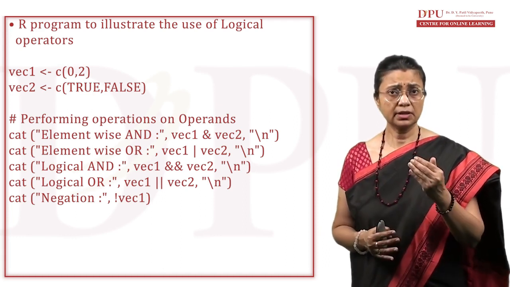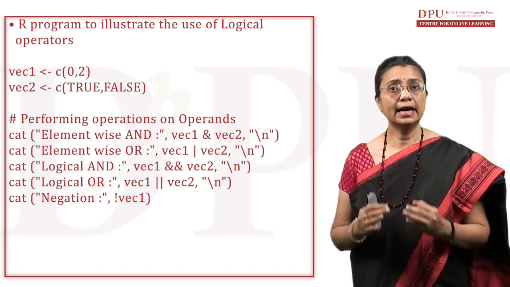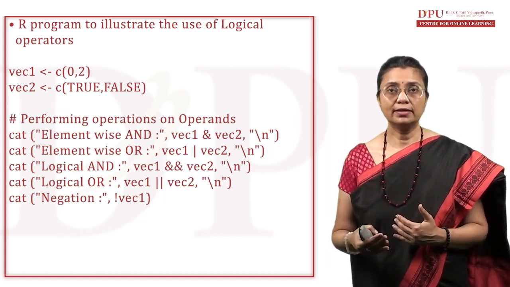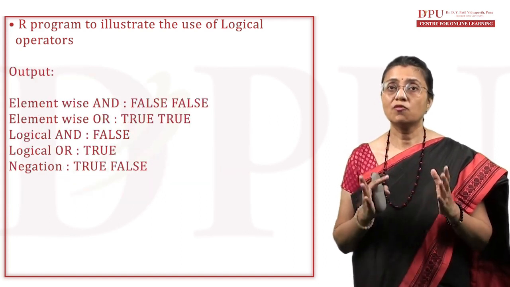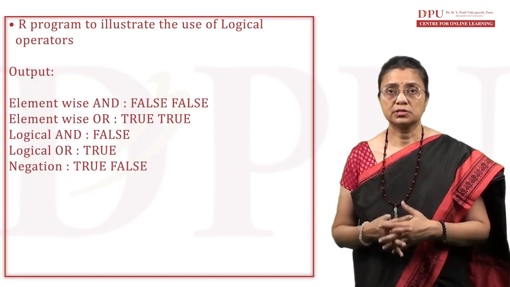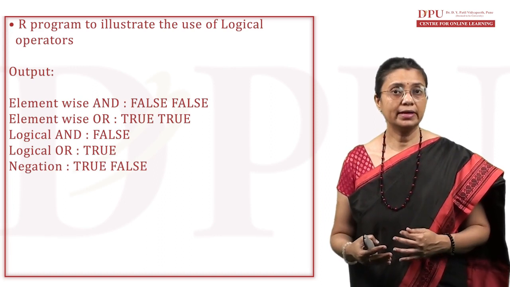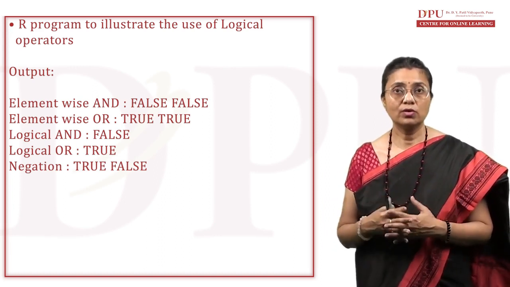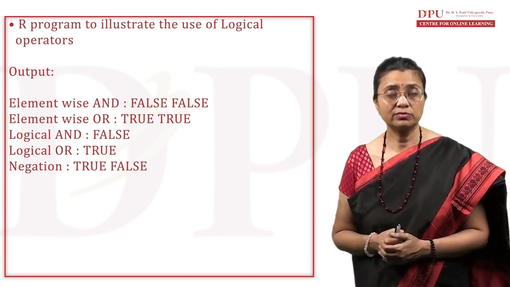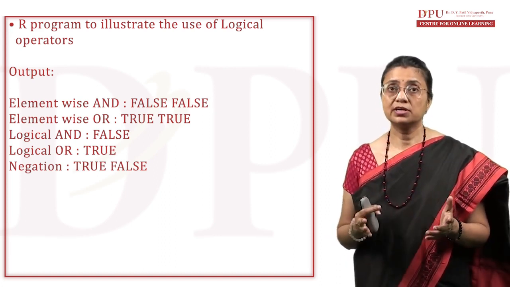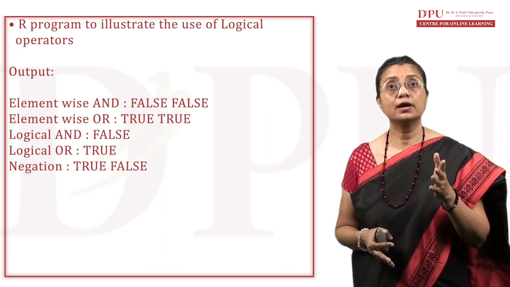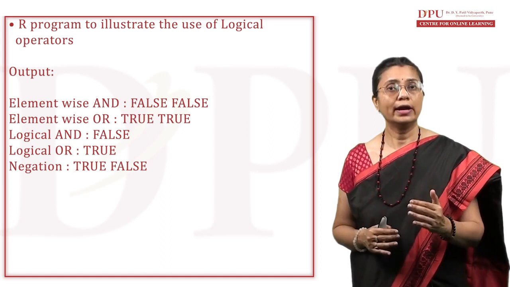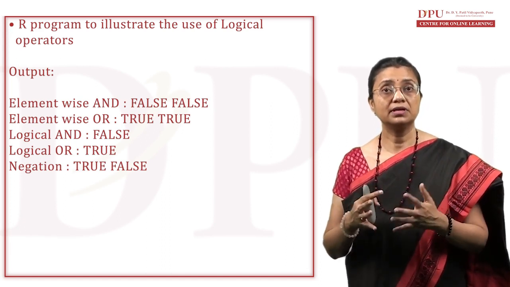Again, if I go for negation, what I'm doing is just reversing the Boolean values, the true and false of the entire vector, to their opposite. Or I can say I'm complementing the values; we call it negation. So you can see over here, vector 1 is what? Vector 1 is 0, 2. If we convert that into Boolean values, it becomes false and true. So you can see the negation is true and false. And that is how we are printing on the screen.